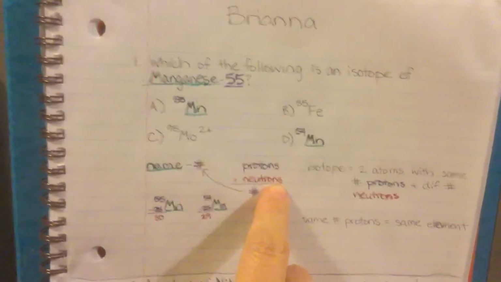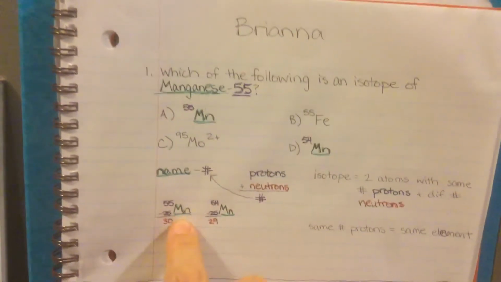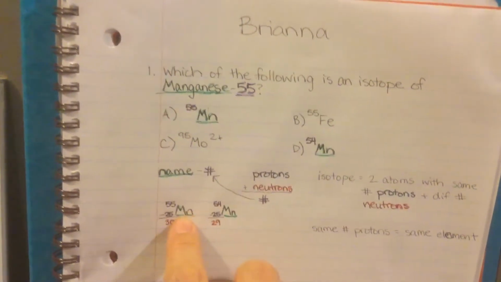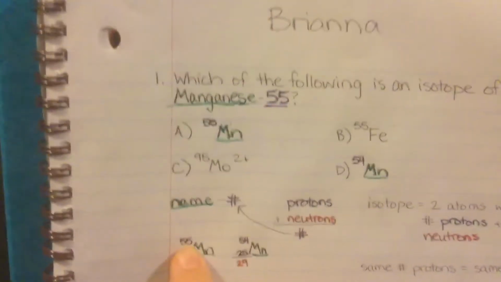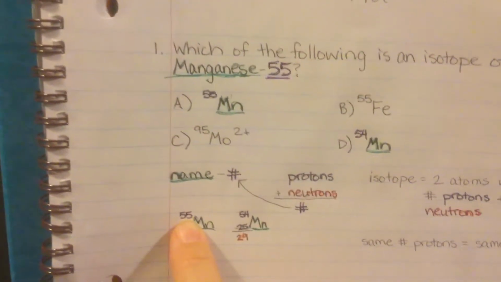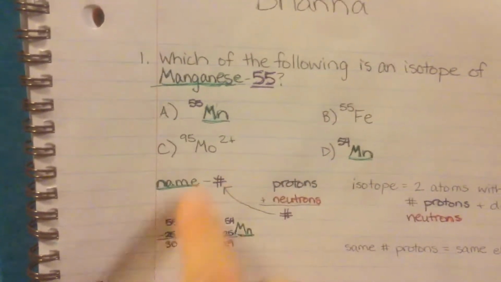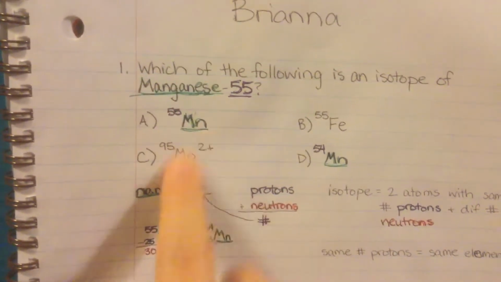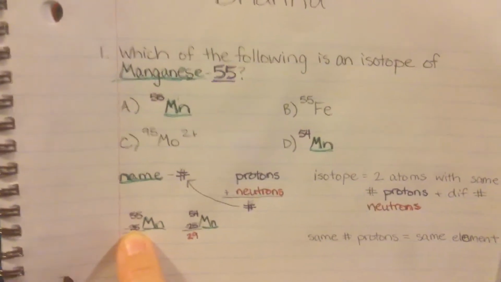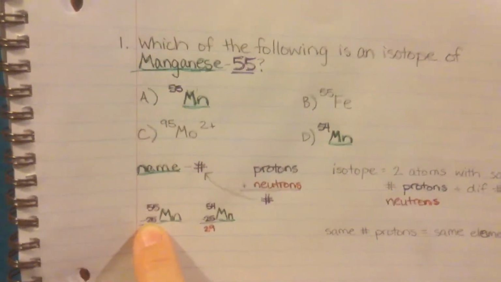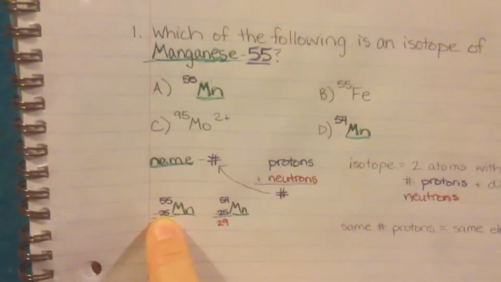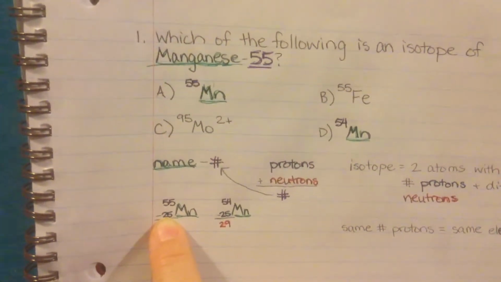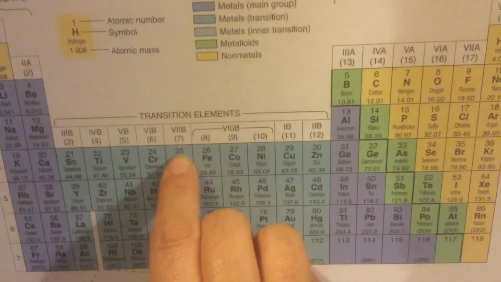So another way that we can write it is to put the symbol down, and then as a small number in the upper left-hand corner is the number of protons plus neutrons. So manganese 55 could be written like what we have in A. And it could also be written like what I have down here with the 25. Now the 25 is the number of protons, and that's the atomic number that you'll find in the periodic table right here, 25.